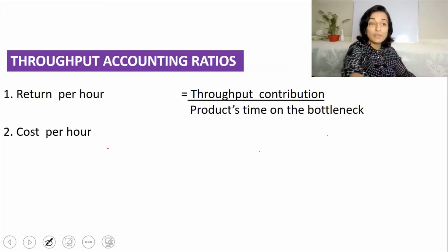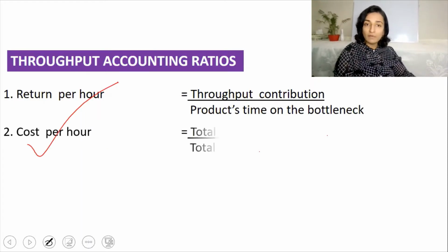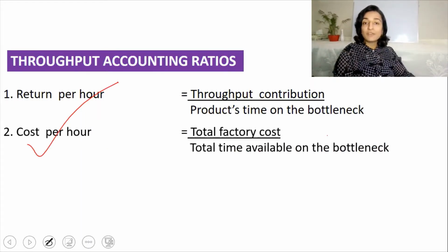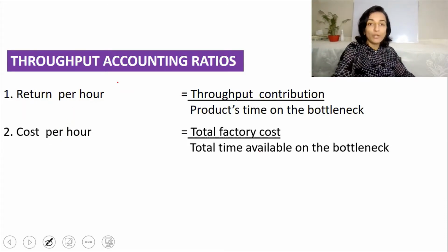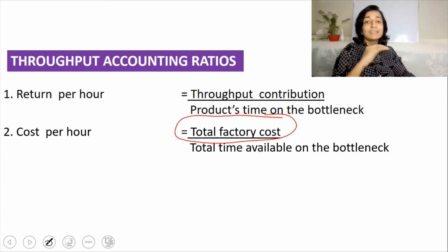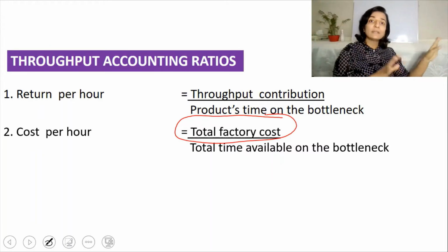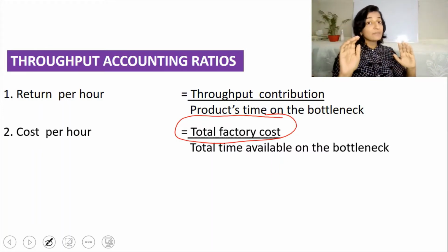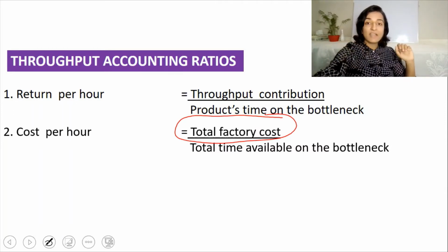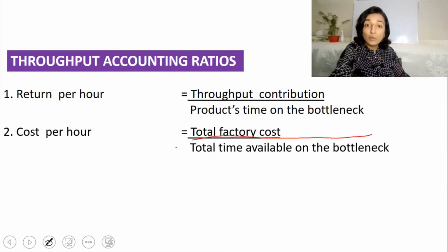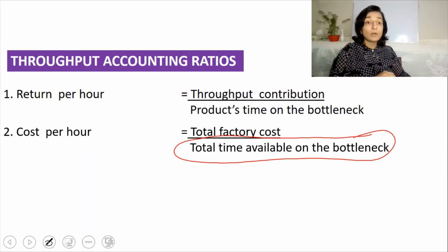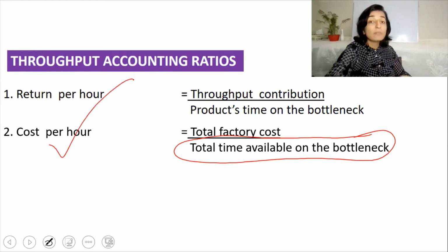The second ratio is the cost per hour, given by the total factory cost divided by the total time available on the bottleneck. What do we mean by the total factory cost? That is nothing but the total fixed cost. And fixed cost, we know, is any expense other than direct material. This is something that we learned in the previous class. We divide it by the total time available on the bottleneck to get the cost per hour.